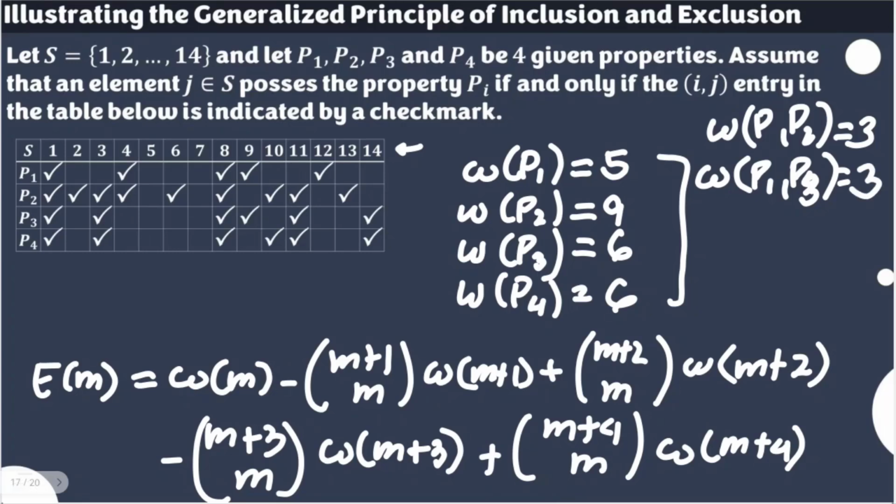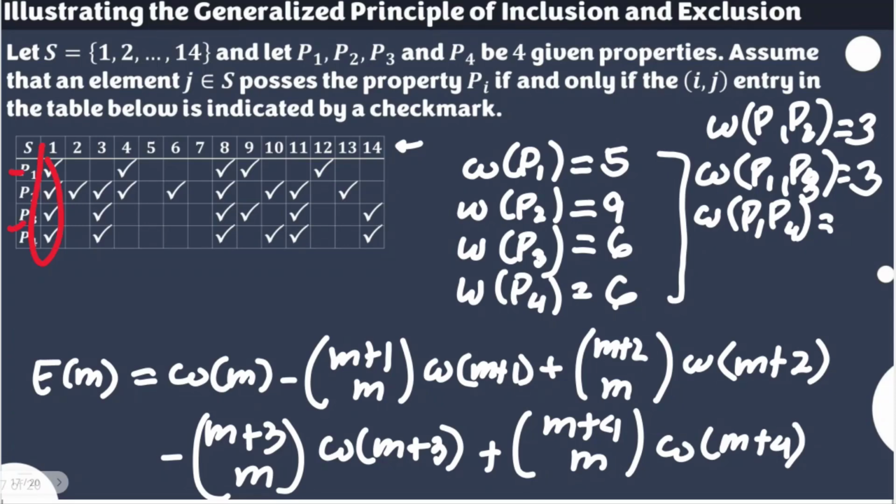Next, for P sub 1 and P sub 4. It doesn't matter if they're interchanged. So for 1 and 4, you have 1, 2. Only 2. So there are 2 of them.